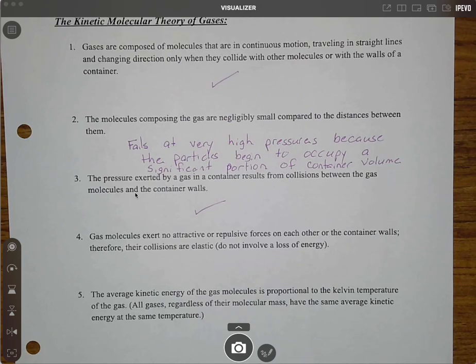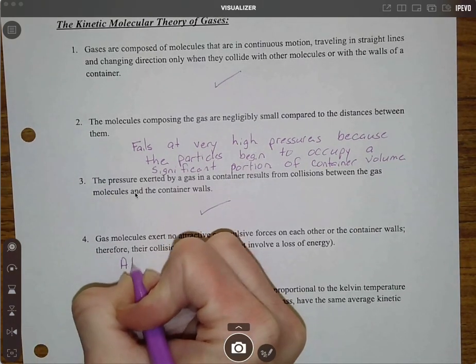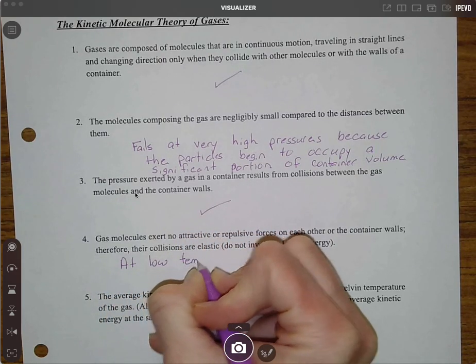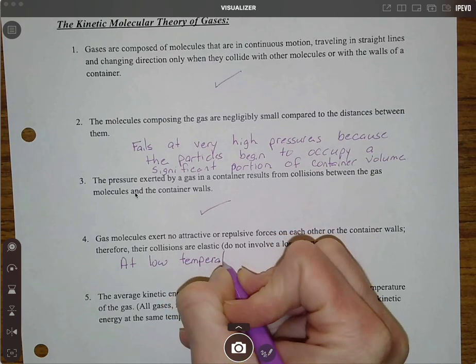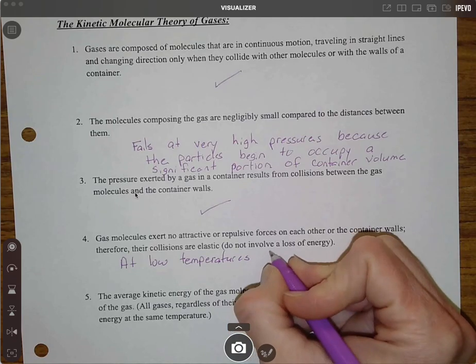And that's why we can have things like liquid nitrogen, dry ice, which is solid carbon dioxide. If you get the particles moving slowly enough, they can actually stick together instead of bouncing off of one another. So at low temperatures, and what defines low depends on the gas, it's like temperatures close to their boiling point.